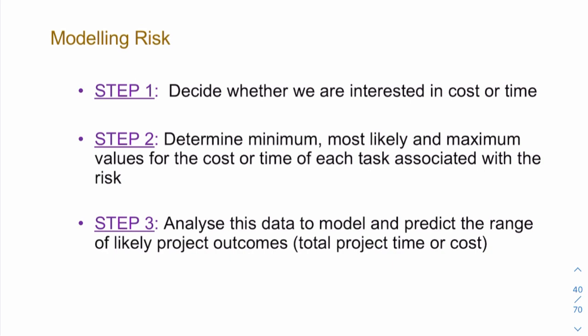So we're going to use a three-step process. First thing, we're going to decide whether we're interested in the cost or the time. What is it that we're trying to achieve? Are we trying to lower the cost, or are we trying to lower the time? In practice, we'll want to lower both, but as a metric, as a basis for our risk modeling, we want to look at usually one of these two.